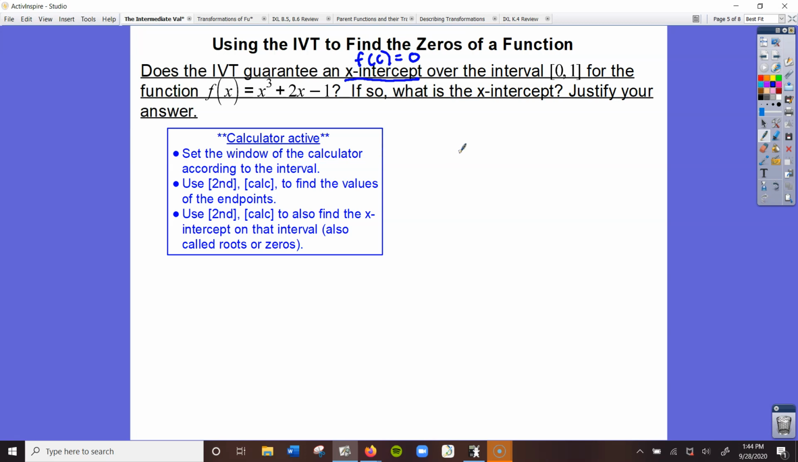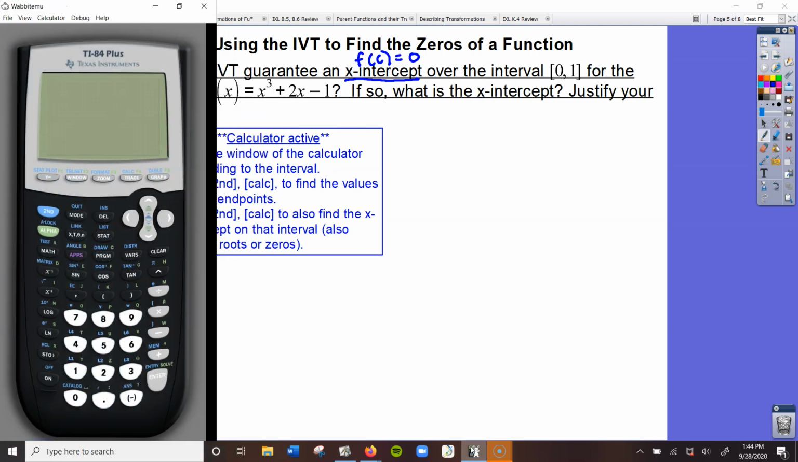All right, so the first thing that we're going to have to do while using the calculator is set the window of the calculator according to the interval. So here is my calculator. Over here, you obviously turn it on. I would go to the button that says window. Where it says x min, that is the smallest x value that you're going to see on your graph, and x max would be the largest x value you would see on the graph. And then you have the y min and y max as well.